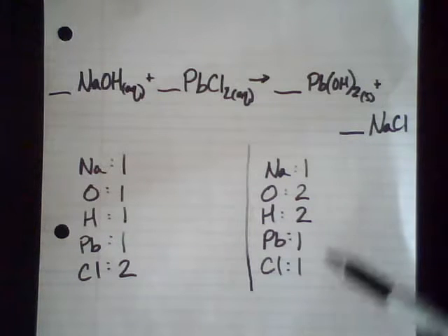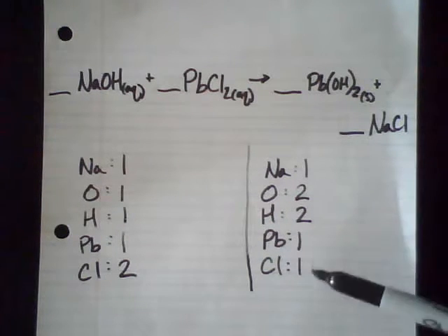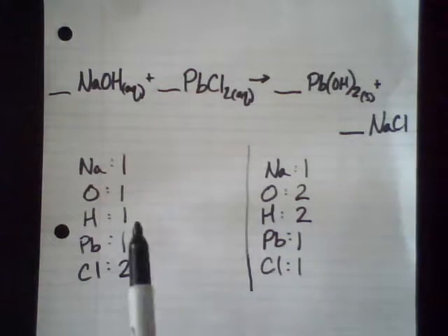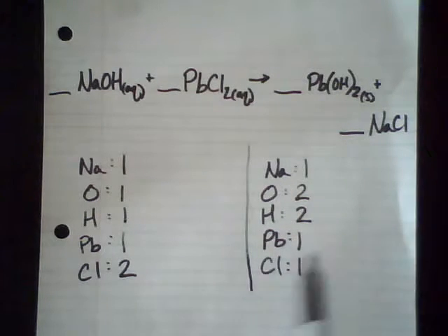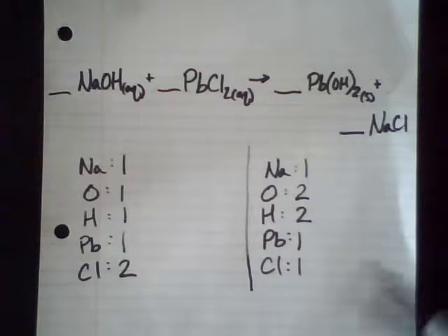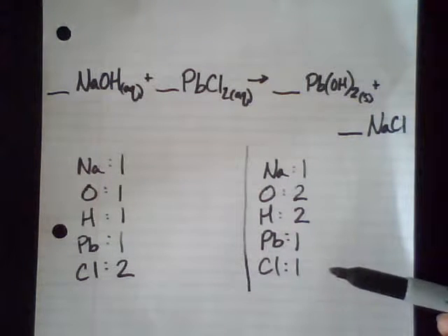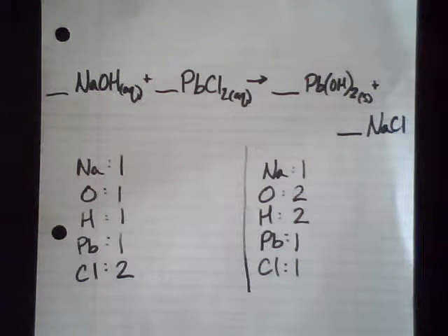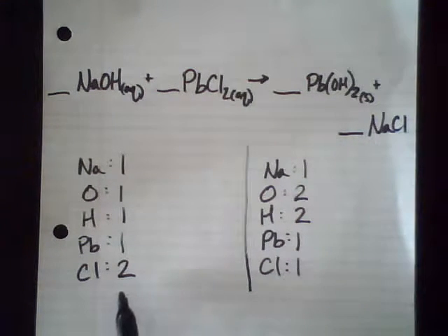Okay, so if I compare where I have differences, sodium I'm good, and then oxygen I'm off, hydrogen I'm off, lead I'm good, chlorine I'm off. So I'm off for 3 different areas, and that's why I like to line them up like this, because it's really easy visually to go back and forth. So one place that you may want to start is with your chlorine. That's the only thing that's different on the reactant side.